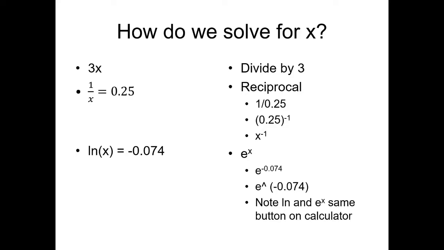On calculators, you will often see a button that looks like this. Sometimes it's 1 over x, in which case it's more obvious. But if you see this, that's going to automatically take the reciprocal for you. All right, so anybody know what the reciprocal of 0.25 is?